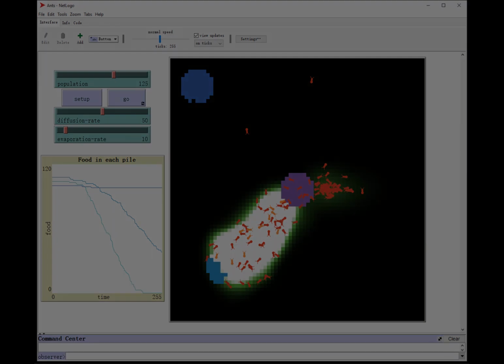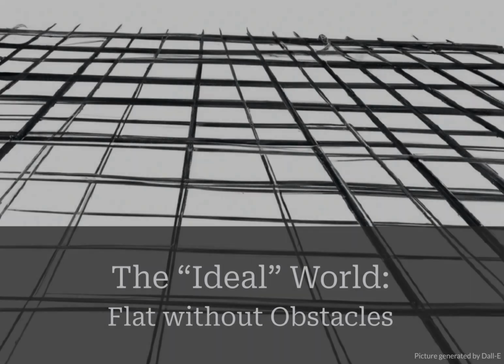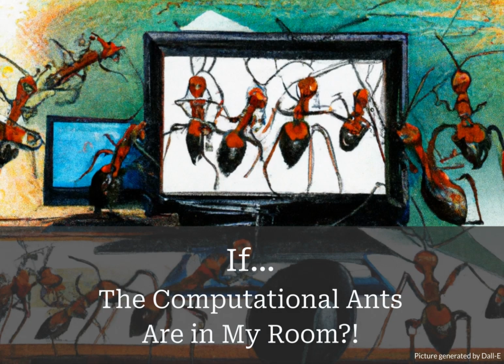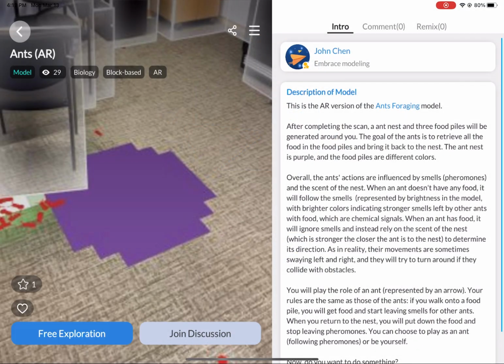In the original ants model, we assume an ideal world that is flat without obstacles. And you might want to ask, what if the world is not ideal? Say, if those computational ants are in my room, will they be able to do the same? To answer this question, we adapted the ants model for NetLogo AR.